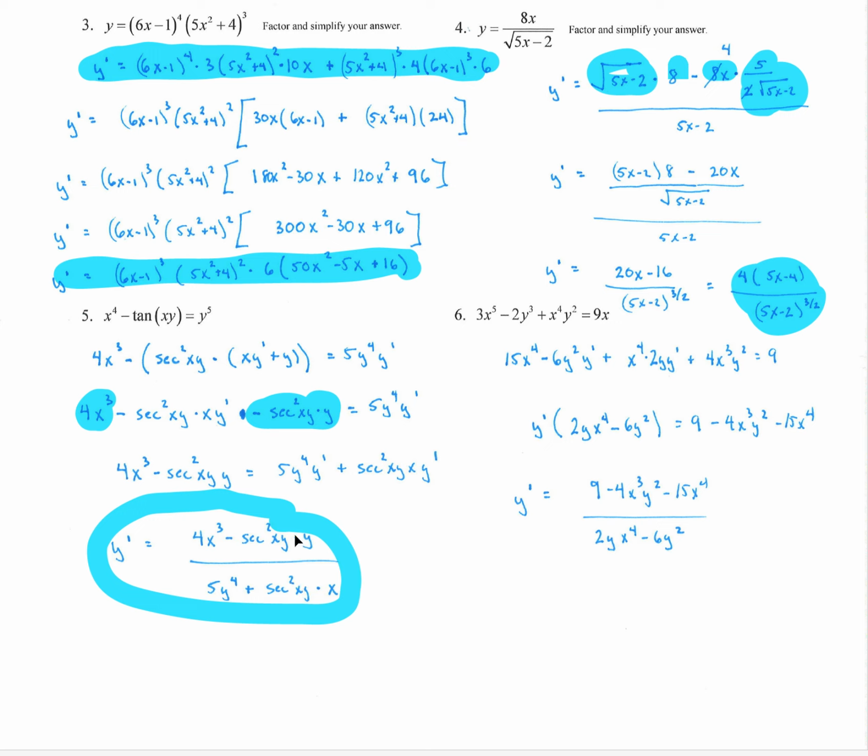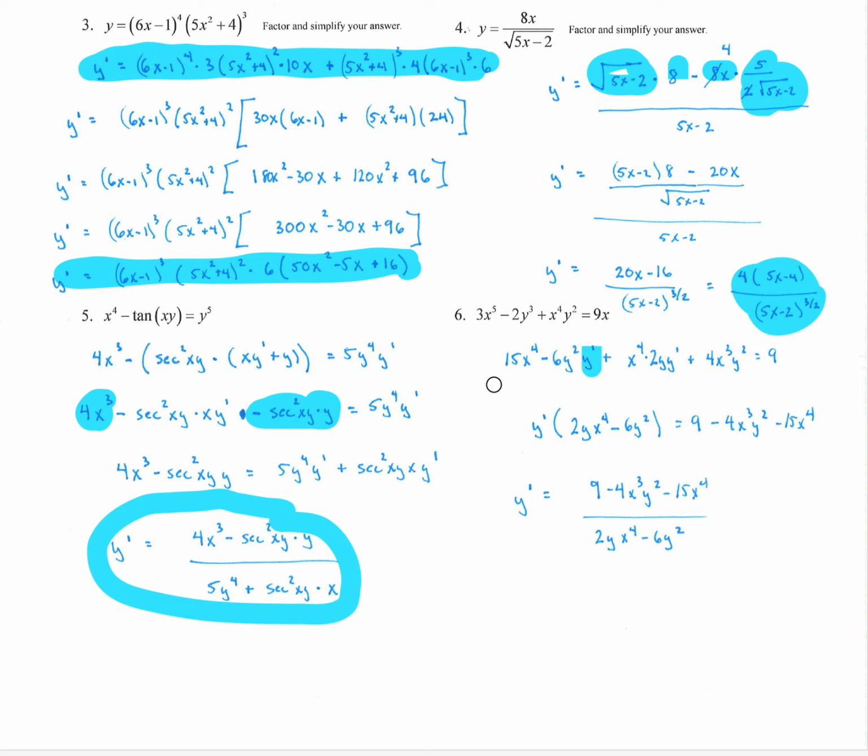Now, there can be y's over here. That's fine. But you do need to get y prime equals something. Same thing here. Power rule, product rule, power rule. Be careful on the power rule for y, because you are going to multiply by y prime, right? Y is a function of x.